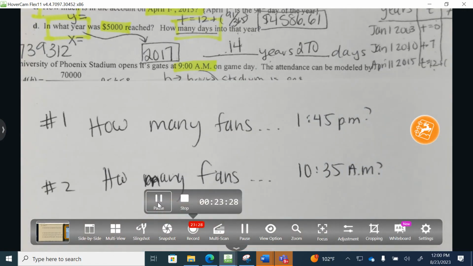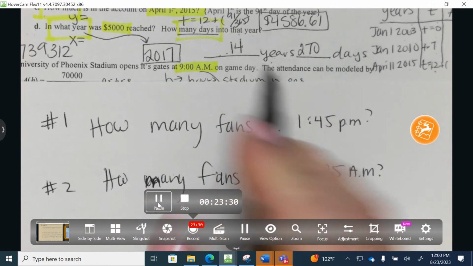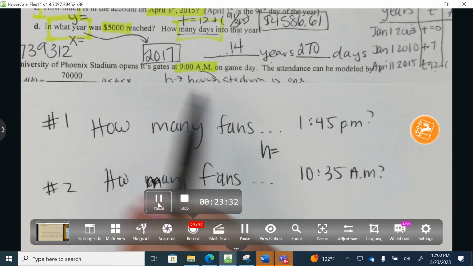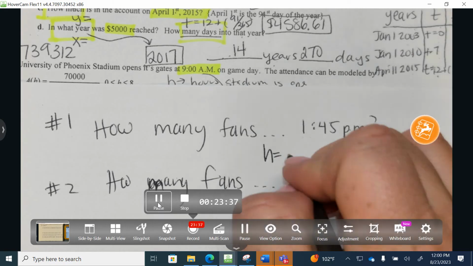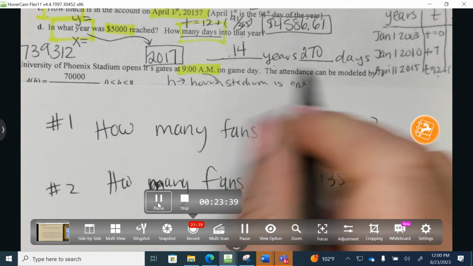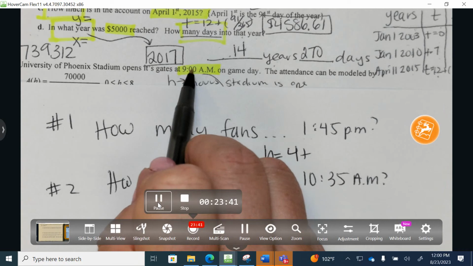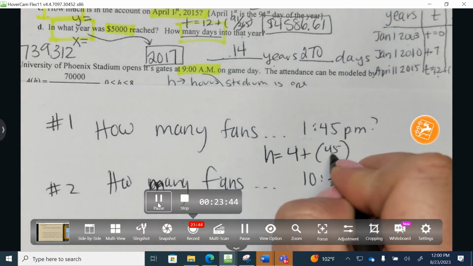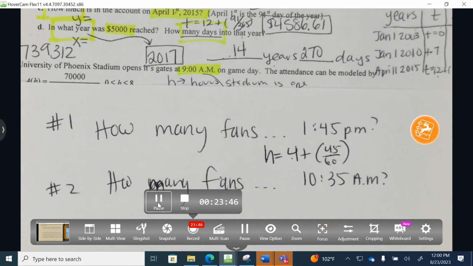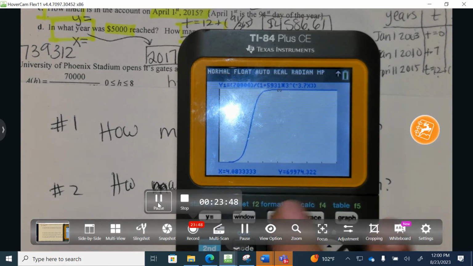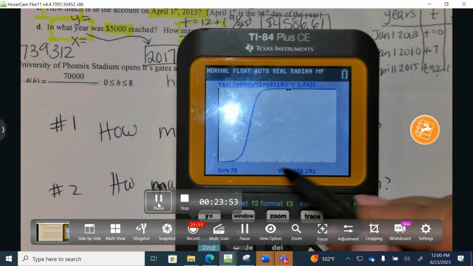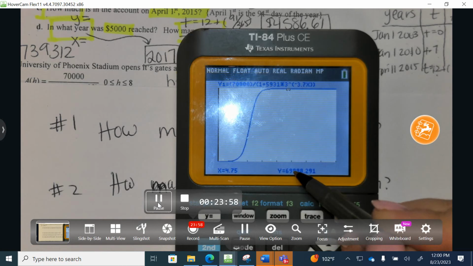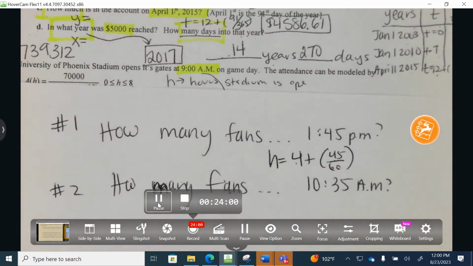So I need to figure out real quick, what is my H, or I called it T in the last problem. What's my T value? Well, from 9 to 1 is a difference of 4. 9, 10, 11, 12, 1. So I have 4 full hours, but there's additional time. There's 45 more minutes. How many minutes are in an hour? 60. So I'm taking my calculator, I'm coming up here, second trace, value, 4 plus 45 divided by 60, and I'm rounding this to the nearest whole number, 69,998. Let's do the next one.